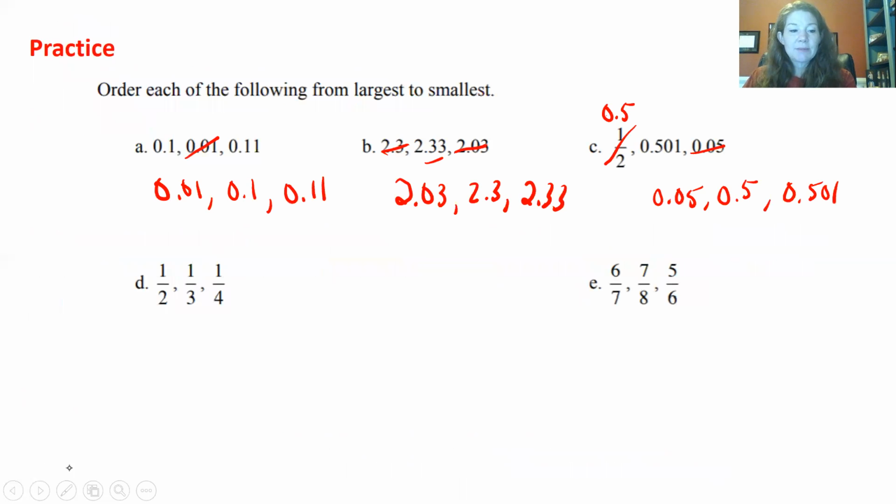Letter D, 1/2 is the same thing as 0.5. 1/3 is 0.333. I'm going to go ahead and line up my decimals, and then 1/4, 1 divided by 4, is 0.25. So think of it as money. What's the least amount of money? Well, the least amount of money is 25 cents.